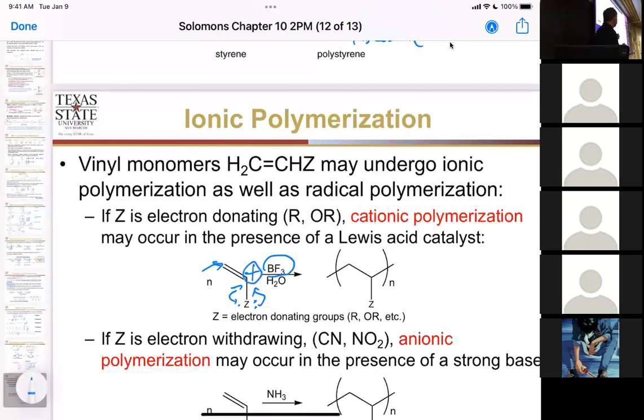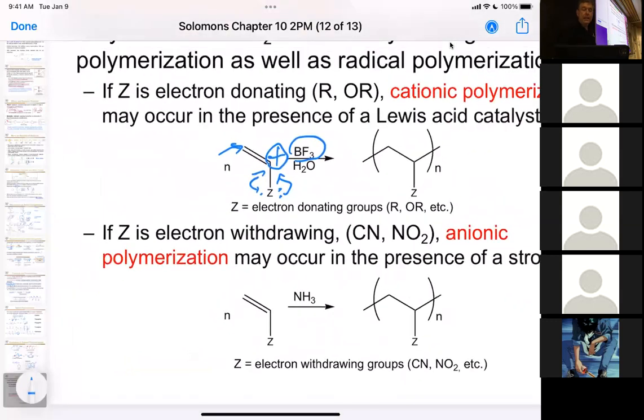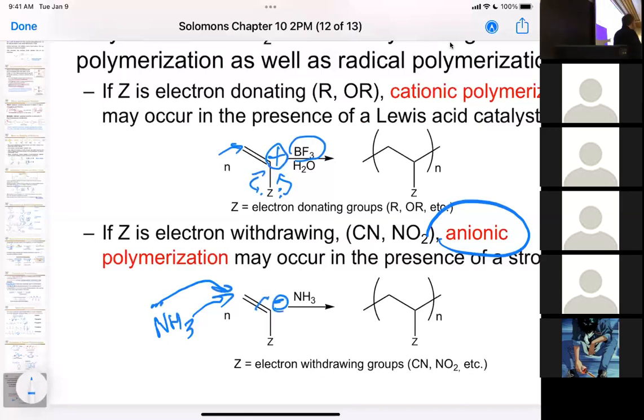Okay, what if you had electron withdrawing groups that can't stabilize that cation? Well, in that case, you can actually do anionic polymerization, which means you attack something here with electrons, something that is a Lewis base. Right here, it's going to use both electrons, kicking both electrons up here, giving you a negative charge. You just made a Lewis base, but you have to have electron withdrawing groups here, CN or nitro, to help stabilize that negative charge. Then it's still going to act as a base, and it goes again and again and again.